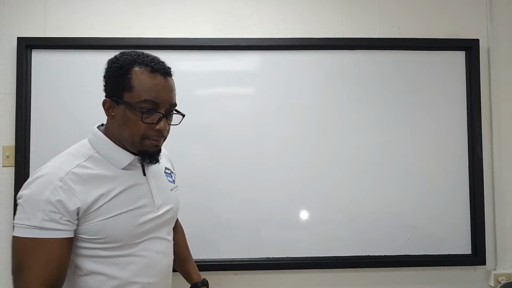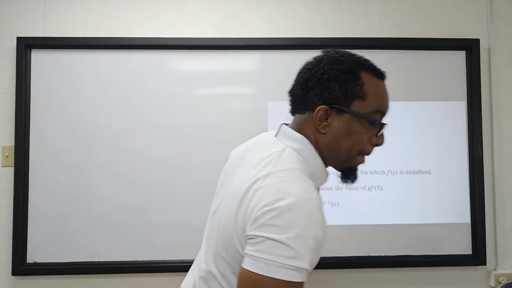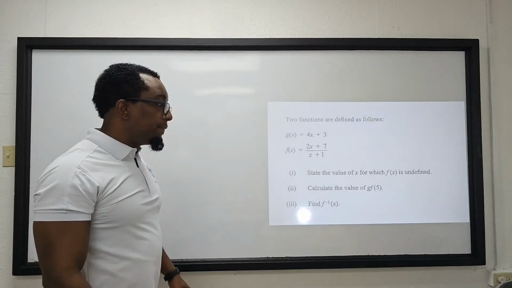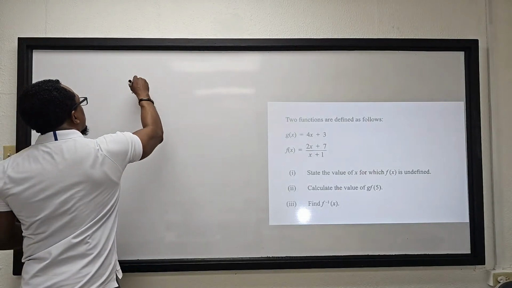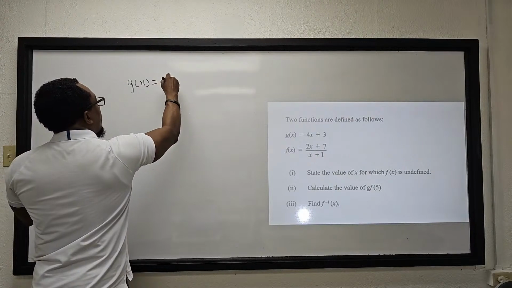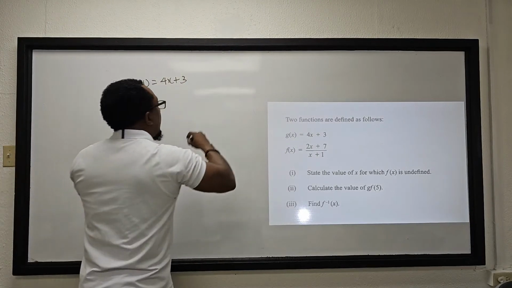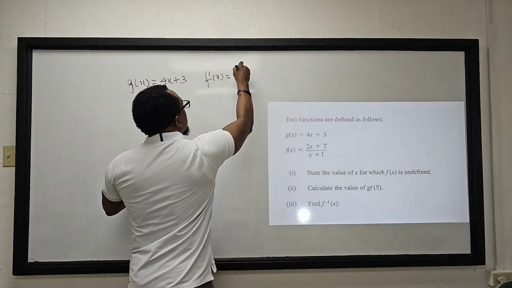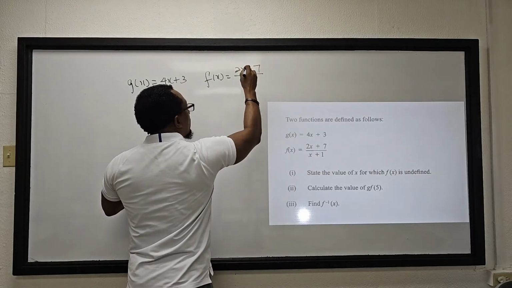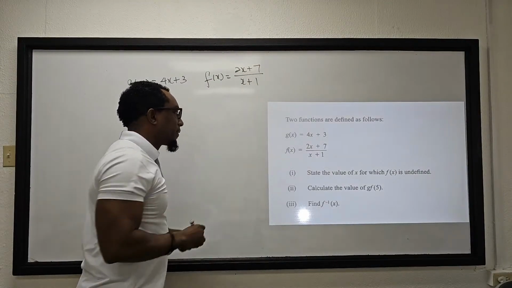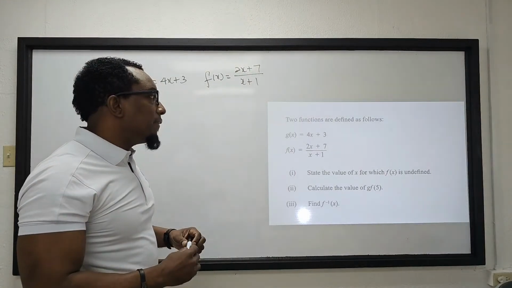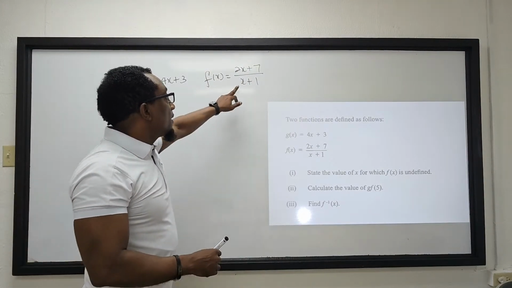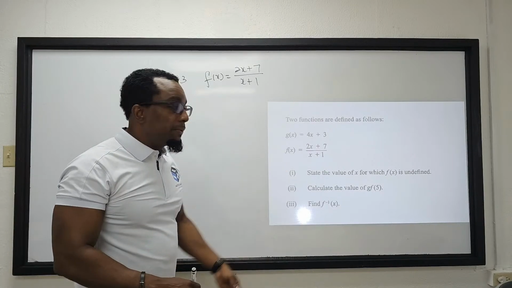Right, so we have 2 functions defined by g of x is equal to 4x plus 3, and f of x is equal to 2x plus 7 over x plus 1. State the value of x for which f of x is undefined. So if f of x is undefined, very common question, we have to make sure you understand that.